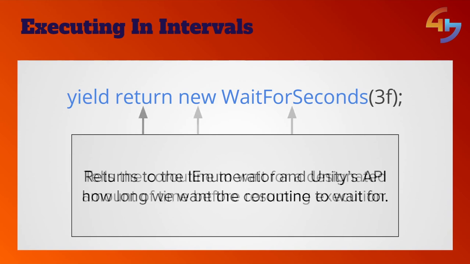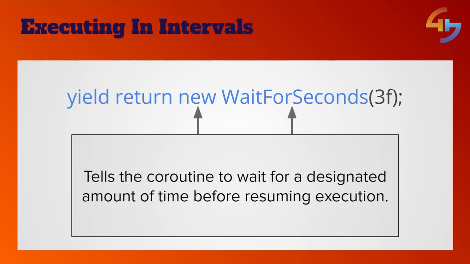One thing we can return is a new instance of the wait for seconds class, a class which tells our function to wait for a given length of time. Now you don't have to use the wait for seconds class here. There are others that will change by what measure our function waits. But wait for seconds is very popular and useful, so it's always a good one to start off with.